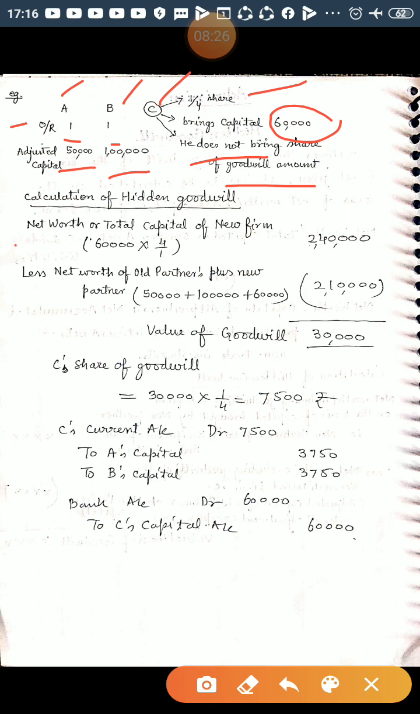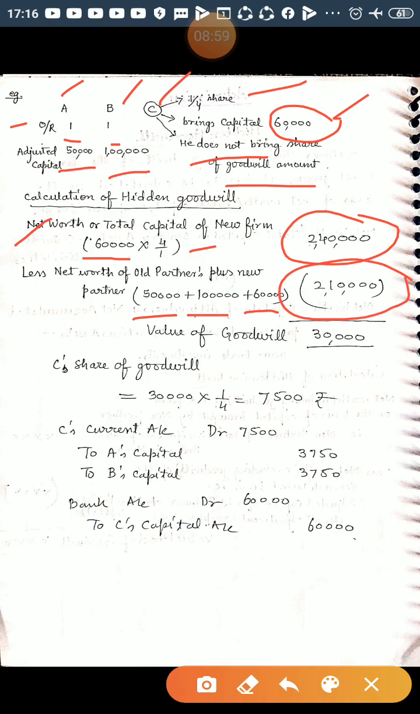So first of all, we calculate the net worth or total capital of the new firm on the basis of the new partner's capital. The new partner's capital is 60,000 multiplied by the reciprocal of his share, that is 4:1. So the total capital of the new firm on the basis of the new partner's capital is 2,40,000. Now deduct the net worth of the old partners plus the new partner, that is, the old partners' adjusted capital of 50,000 plus 1 lakh plus the new partner's capital of 60,000. Now the total amount is 2,10,000. It should be deducted from the above one, and the balance is 30,000. This 30,000 is the value of goodwill.